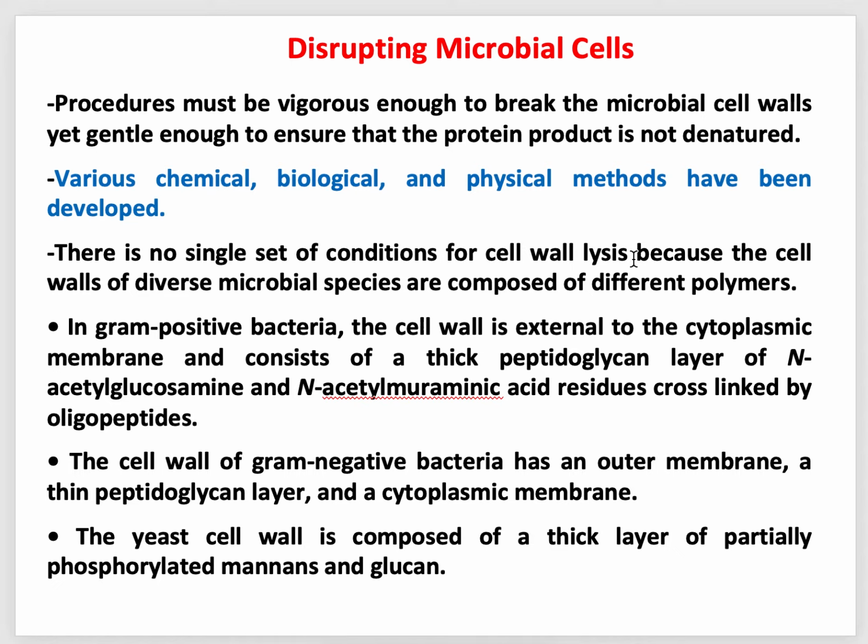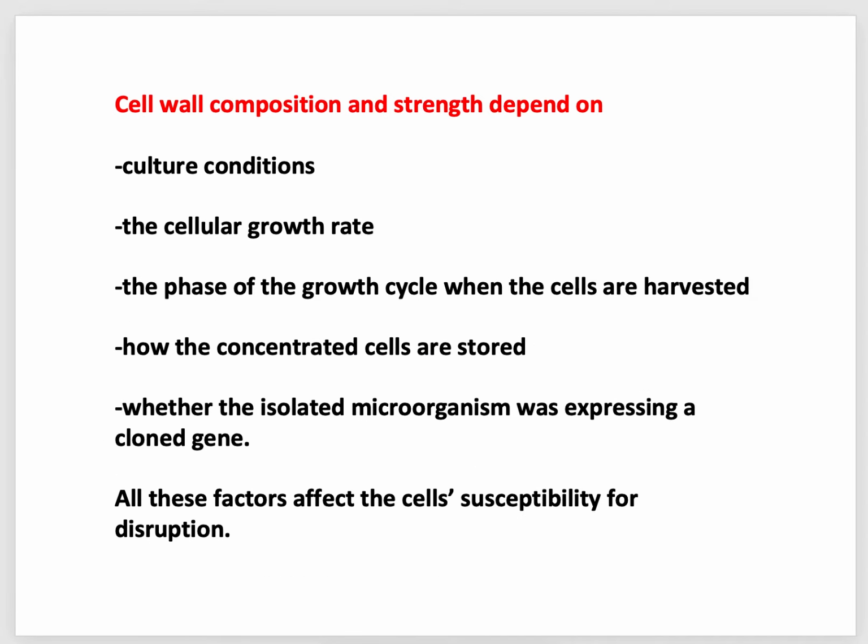We know that, right? Say for example, the cell wall of gram positive bacteria, gram negative bacteria, and yeast, they are different. Okay, and as the cell wall composition of the microorganisms is different, the strength of the cell wall is different because of the chemical composition, because the cell walls of different microbes are made of different polymers. Okay, so as the strength of the cell wall is different, the process that we will use to disrupt the cells will be different.